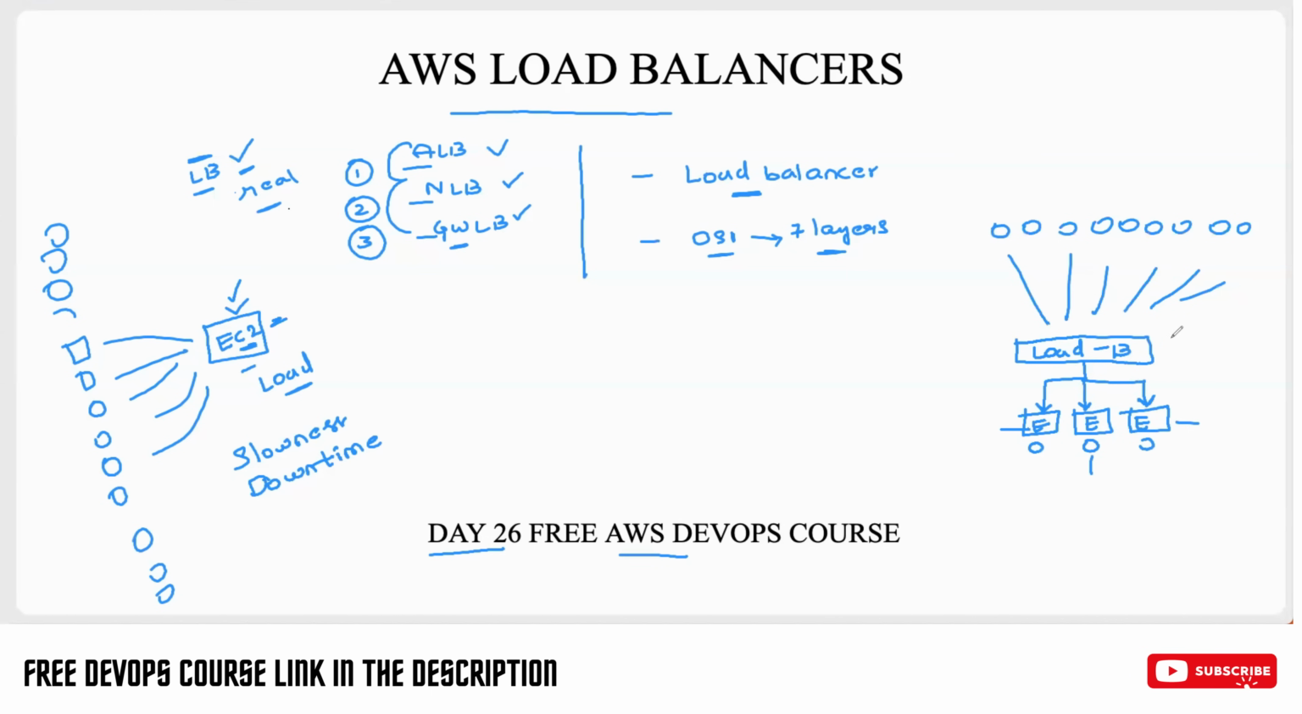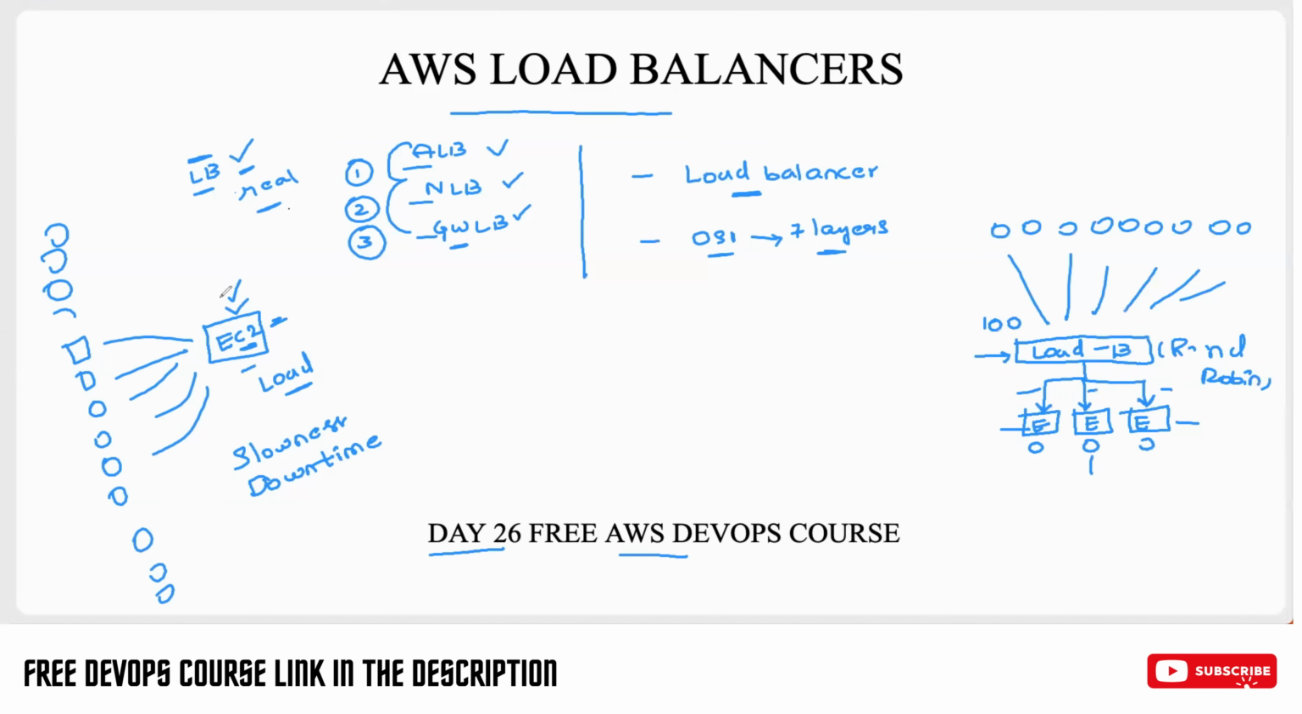Then a basic load balancing mechanism can be round robin. Okay. So there is a very basic load balancing technique called round robin. What this load balancer will do, if there are 100 requests, is simply forward 33 requests here, 33 requests here, and 33 requests here.